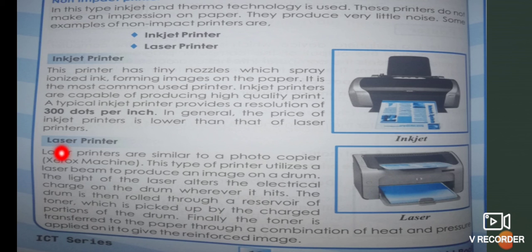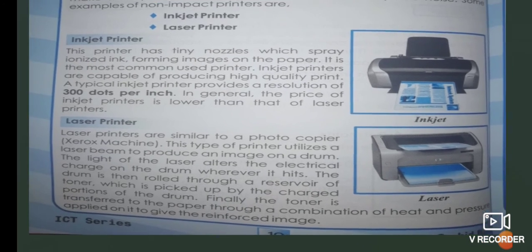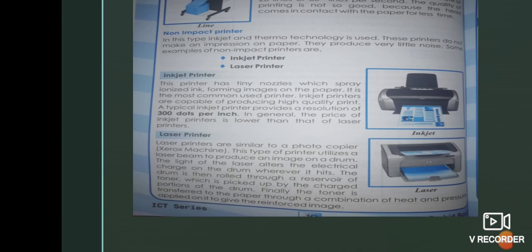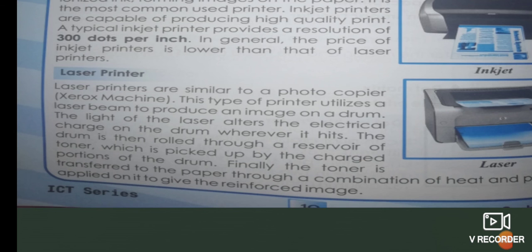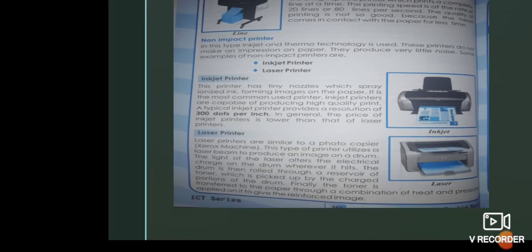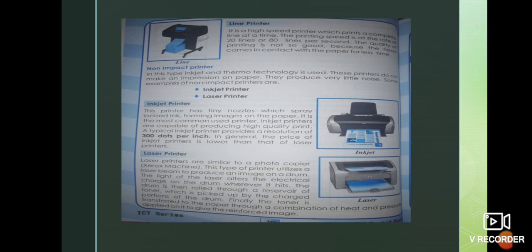And then the second type of non-impact printer is the laser printer. It looks like a Xerox machine only. This type of printer utilizes a laser beam. Using this laser beam, it produces an image on a drum, and the light of the laser alters the electrical charge on the drum wherever it hits. In this way the laser printer operates. It looks like a photocopier, as we call it nowadays. So in this way your laser printer works, and these are the different types of non-impact printer.